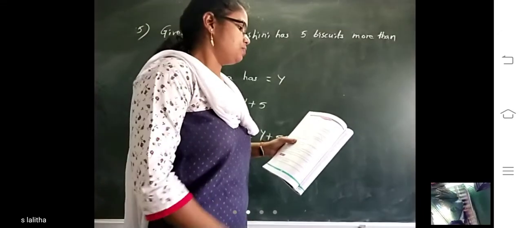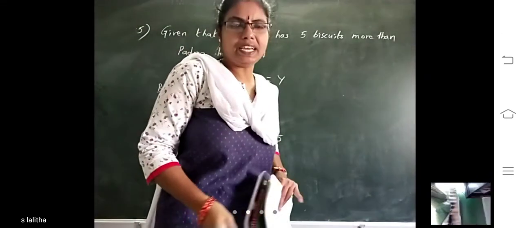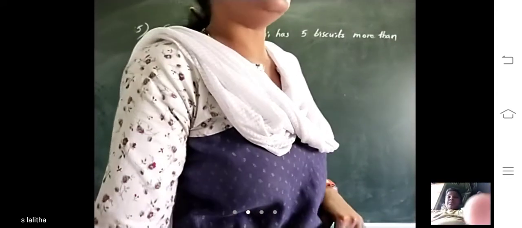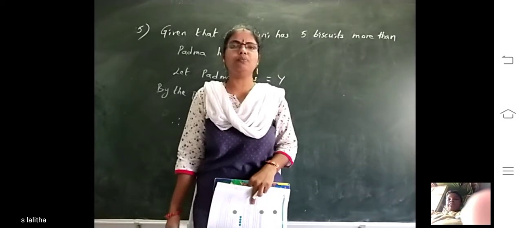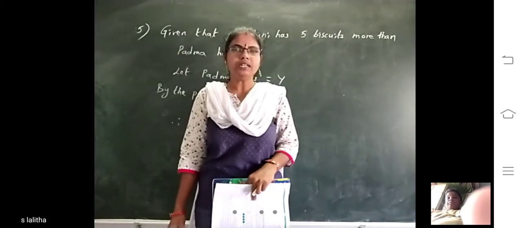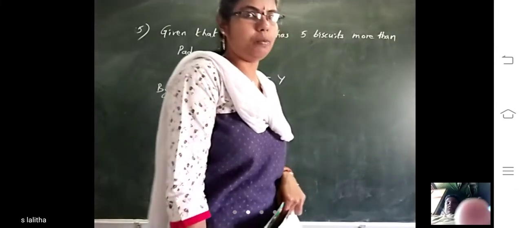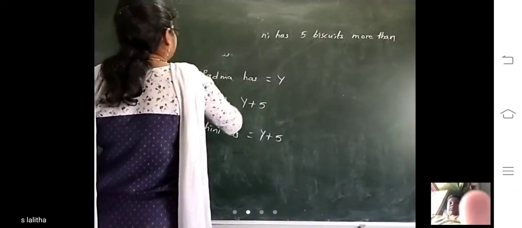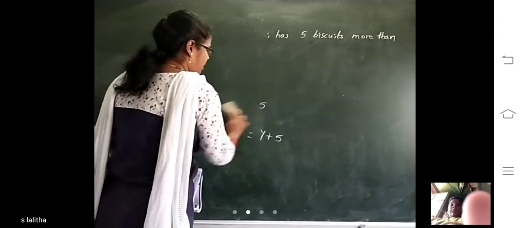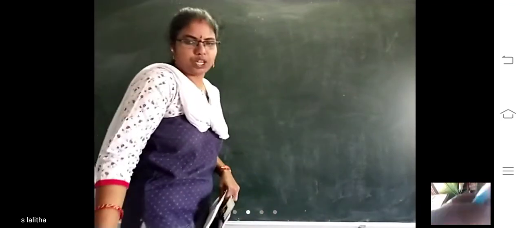Write the expressions for the following statements. So what are called expressions? Expression means you have to use arithmetic operations. What are the different arithmetic operations? Addition, subtraction, multiplication and division. So we use the arithmetic operations between the variables, and that is called an expression.